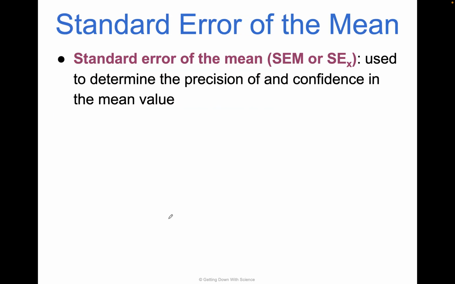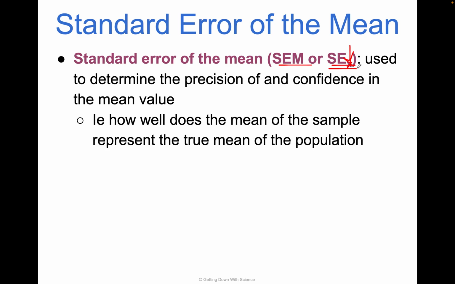Okay, standard error is a little bit different than standard deviation. Standard error of the mean, sometimes written SEM or SE with the sub X here. I know it says X. It's used to determine the precision and confidence in the mean value. So we have our mean. How do we know if that's a valid data point?